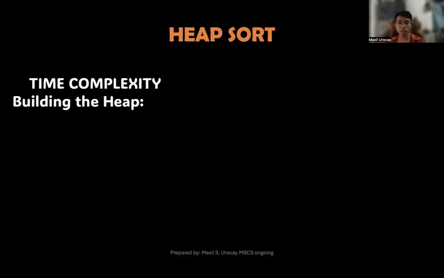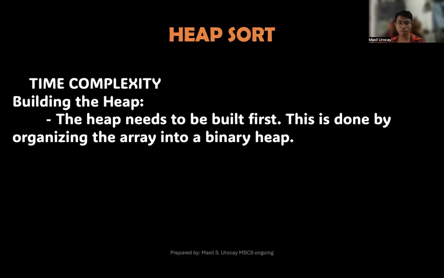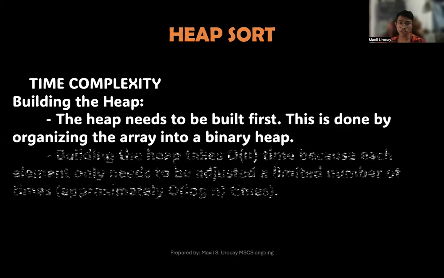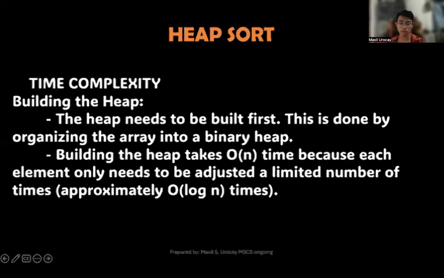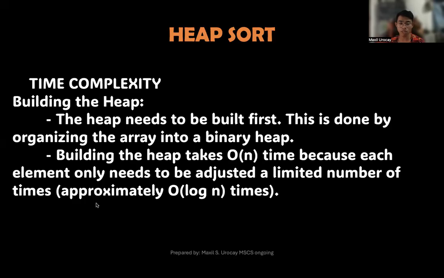For the time complexity that we are dealing with here, the time complexity of heap sort can be analyzed in two stages. The first stage will be building the heap. The heap needs to be built first. This is done by organizing the array into a binary heap. Then building the heap takes linear time because each element only needs to be adjusted a limited number of times, approximately logarithmic n of time. So that's basically how it works.